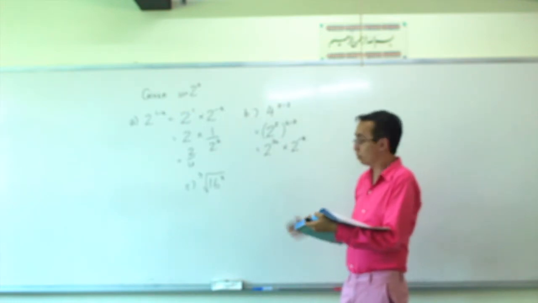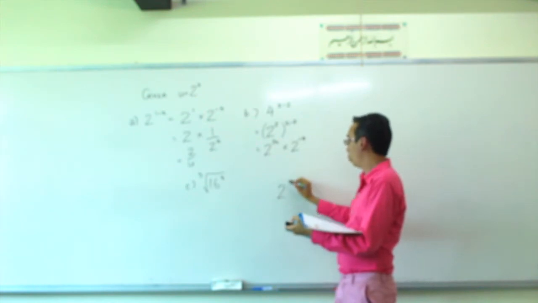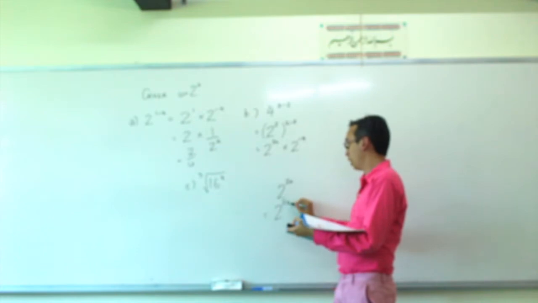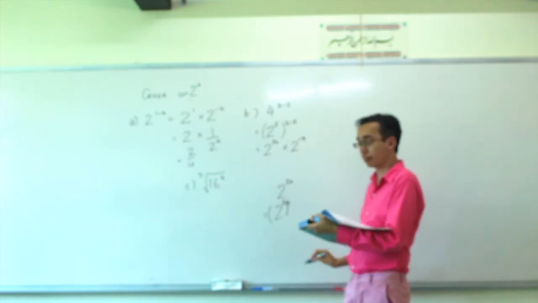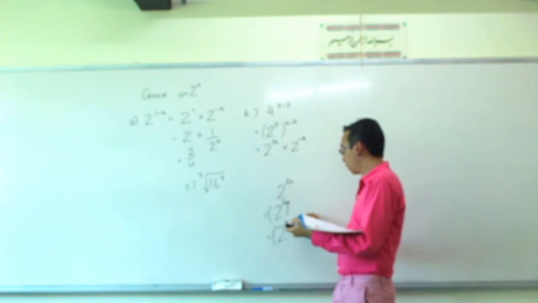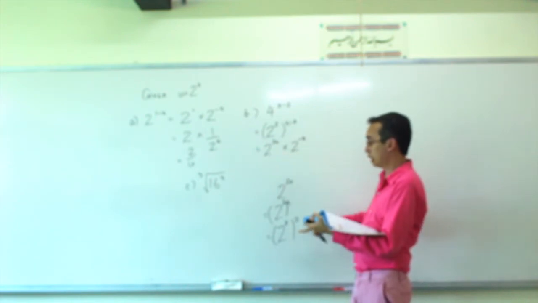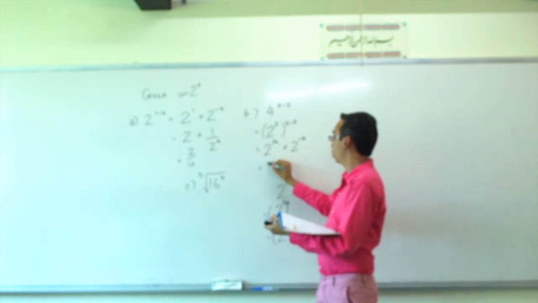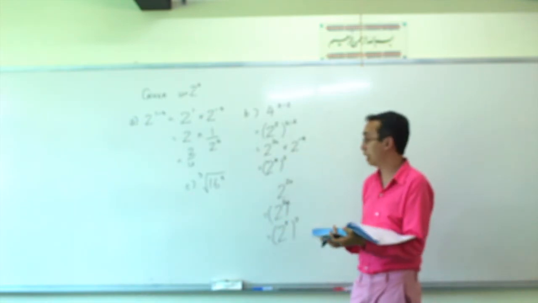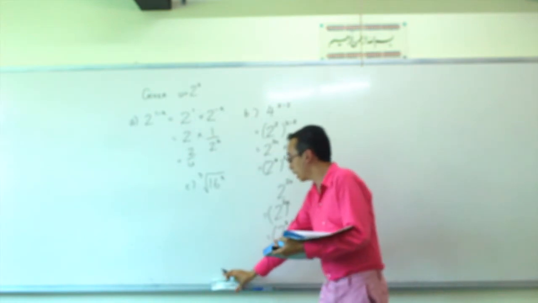For this part, I'll do a side working first, then I'll erase. 2 to the power of 2x can be written as 2 squared, and then we bracket x, or can be written as 2 to the power of x, and then the square is on the outside. Both mean the same thing. So we're going to change this into the second one. This is 2 to the power of x, squared. Then this one remains the same. So I erase this part.